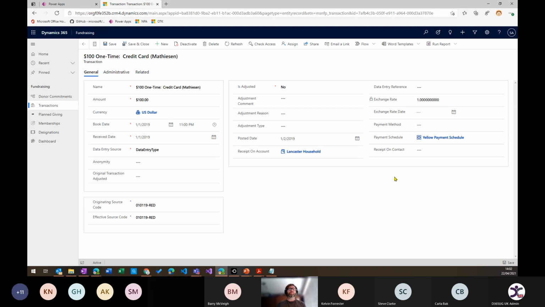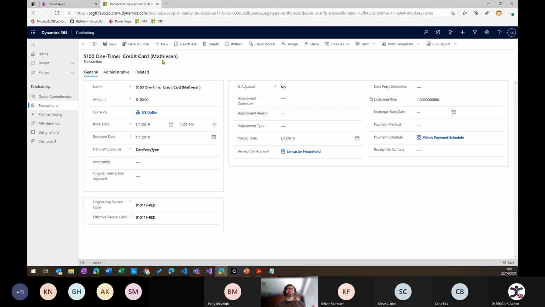So who was the donation from? What was the amount? What currency was it? When was it received? Do I need to adjust it? Is it eligible for gift aid and that kind of thing? So pretty standard stuff. But you can see that literally it is just a way of collating the data together. Nothing particularly helping you have some sort of process or giving you any insights into it.